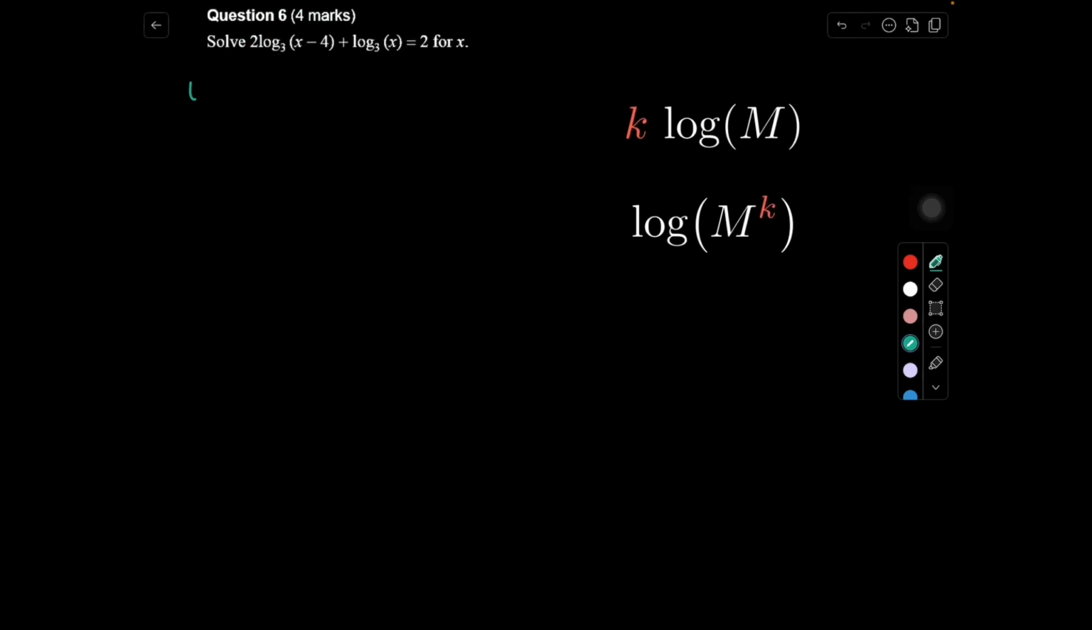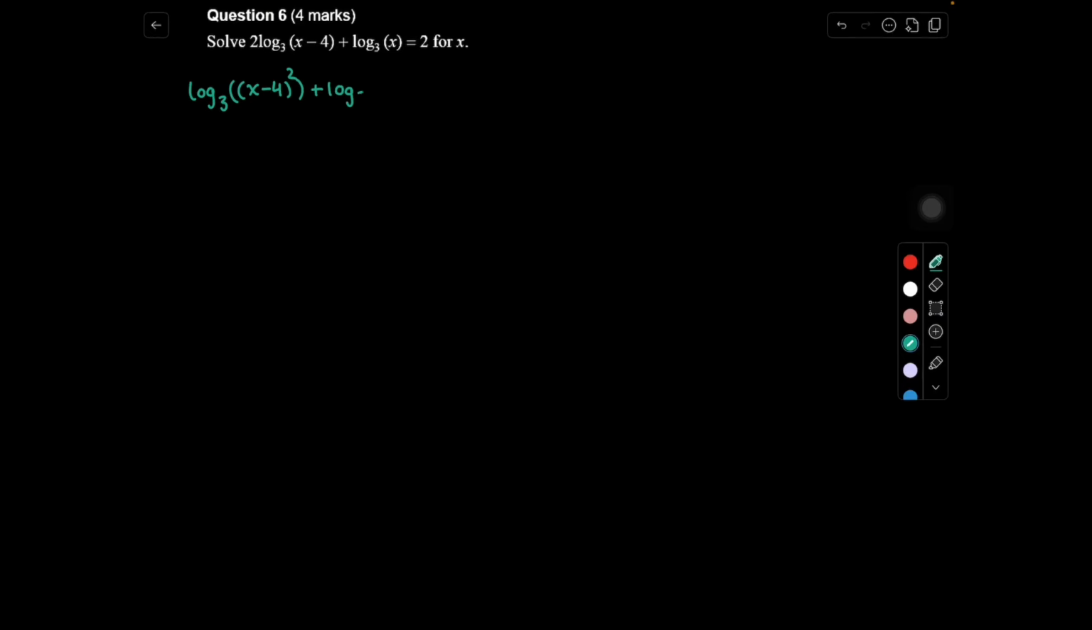Before you combine any log, it's important that there's no number in front of any of the logs. So we need to move this 2 up to the power using one of our log laws. So this becomes log base 3 x minus 4 squared, and then we have the rest of our equation here.